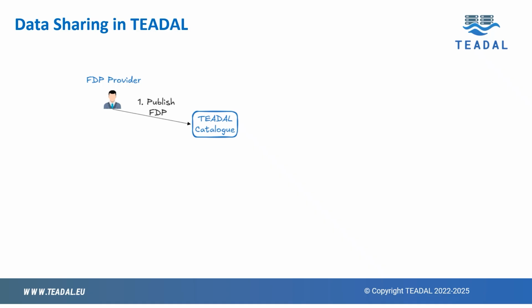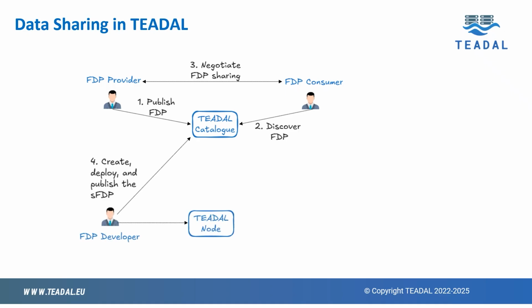It starts with the FDP provider who publishes a data product called an FDP, making it available for sharing. Next, an FDP consumer discovers this FDP in the catalog and initiates a negotiation process to agree on access terms and conditions. Once an agreement is reached, an FDP developer steps in to implement a shared federated data product, or sFDP, that conforms to the agreement. When the sFDP is ready, users can begin accessing the data under controlled conditions.